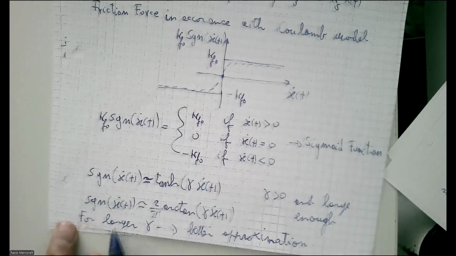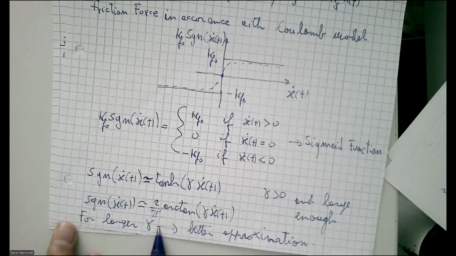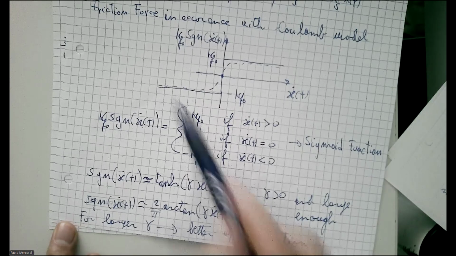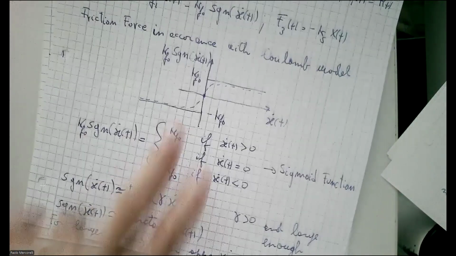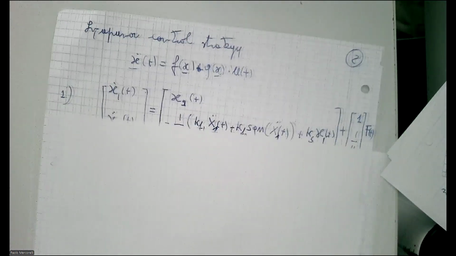No, gamma positive, larger and larger gamma, better and better in the sense that we approximate the sign function better. The advantage of this approximation is that the function realized using this hyperbolic function or arctangent function is continuous. Lyapunov control strategy. Now we are able to do that.